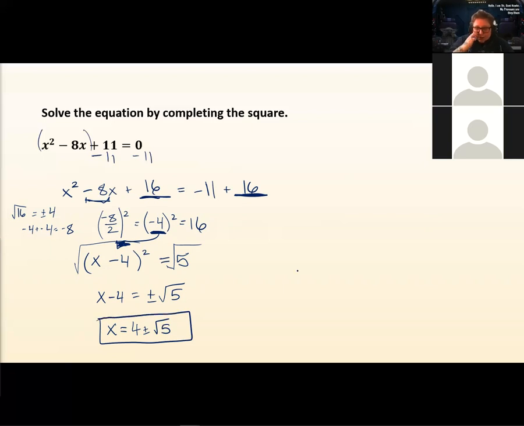Any questions about completing the square? Usually for those of you doing your tests online, you probably will be submitting any handwritten work that you have to show. This is going to be a big one. So make sure you show your work. All right, let's move on.